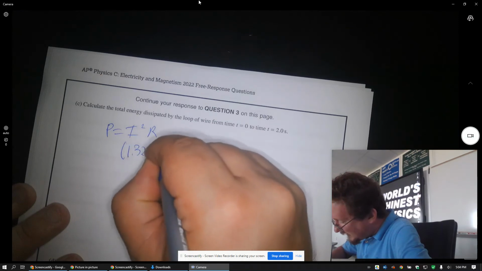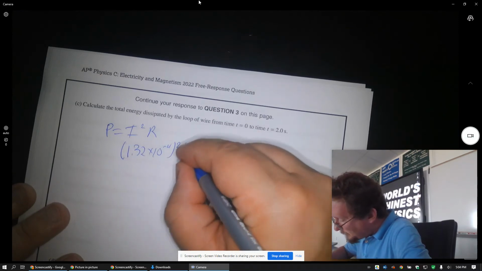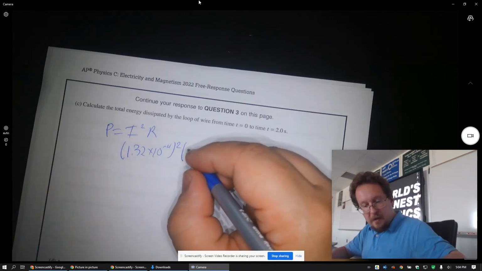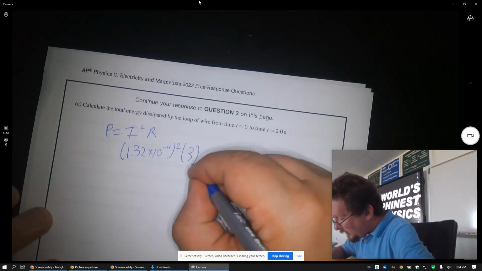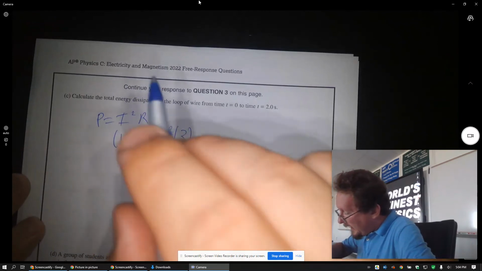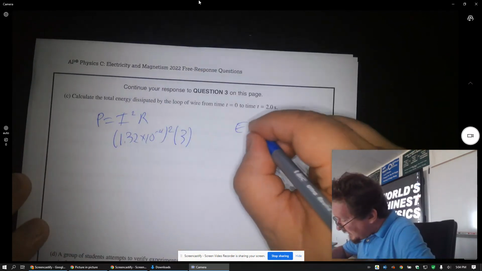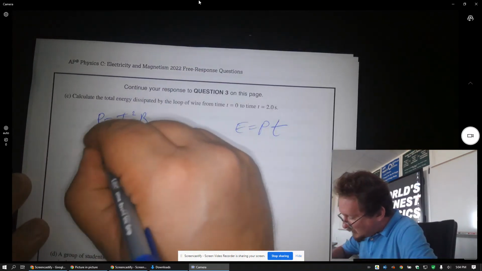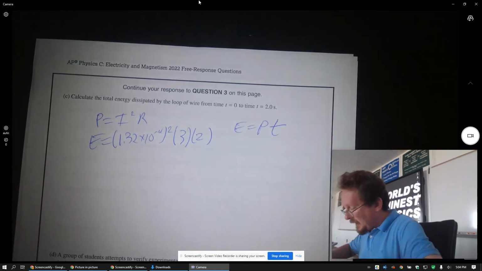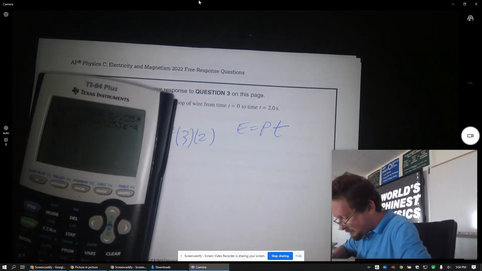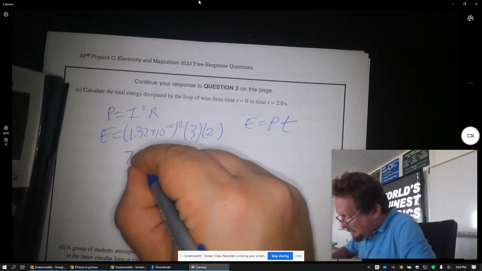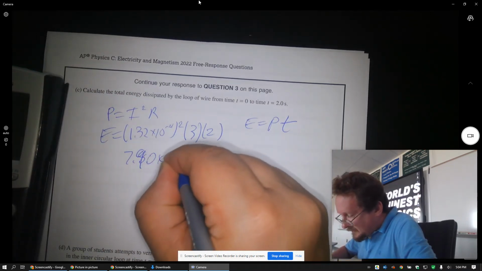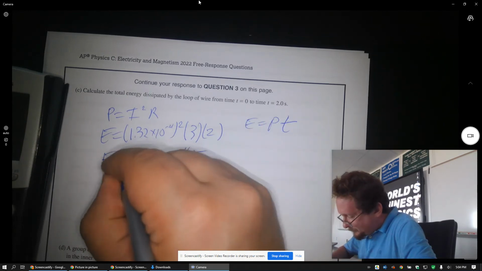So it's going to be 1.32 times 10 to the negative 4 squared times the R. What was the R again? R was 3, okay? So that's power. And then energy is power times time. So the energy would just be this times 2 seconds. So I just take this and multiply by 6. I get 7.9 basically, times 10 to the negative 4 joules.